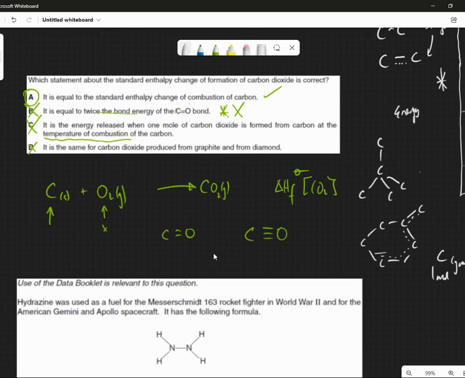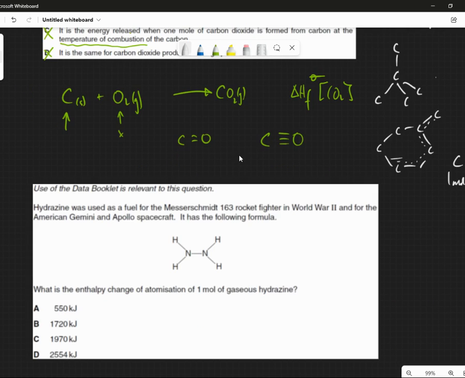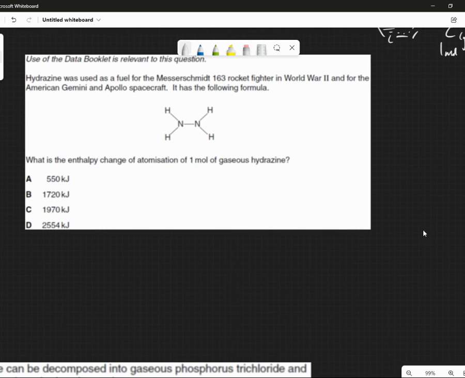I'm going to move on to the next question now. So the question there is equal, and A is the answer there. All right. Now use the data booklet, relevant question. Hydrazine is used as a fuel in the Messerschmitt, and it has the following formula. What is the energy of atomization of 1 mole of gaseous hydrazine?